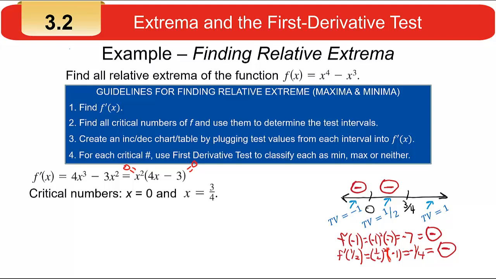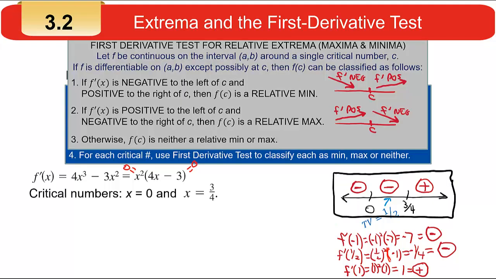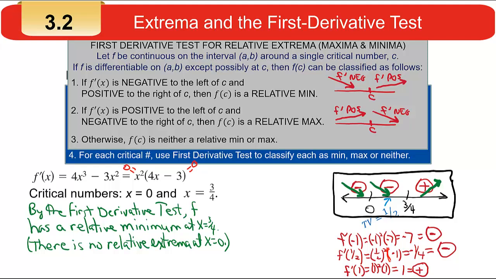Now you take the last test value, 1, plug it into the derivative, calculate, and you get a positive 1, which again, I'm only interested in the fact that it's positive. So the behavior is going to be down, down, up. And if I go back and look at my first derivative test, down, down is neither, but around 3/4 I've got down, up. That down, up behavior is that of a relative minimum. So I have a relative minimum at 3/4.